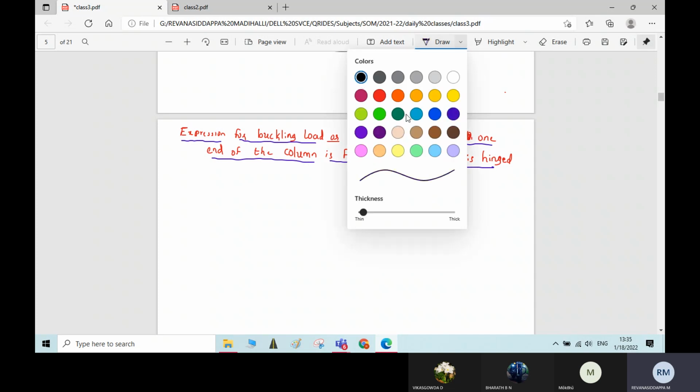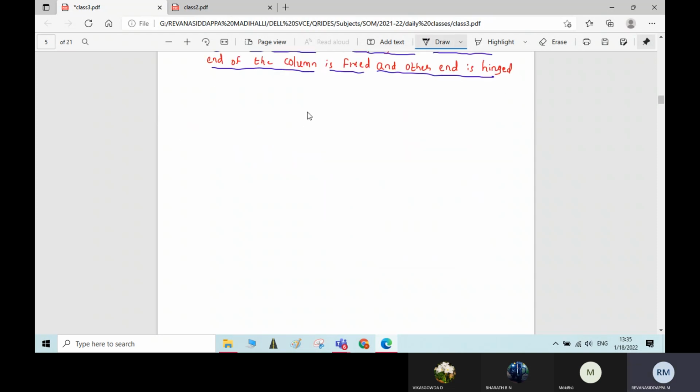Now I'll draw the figure for the same condition. One end is hinged and the other end is fixed. Draw a column with a dotted line. The original alignment of the column will be straight, which you write with a dotted line, and the deflected form of the column you write with a solid line. Now I will give a fixed support to one end of the column and a hinge at the other end of the column.